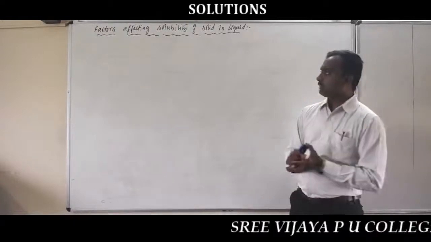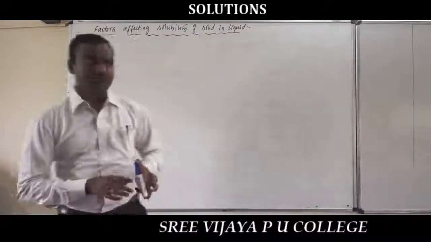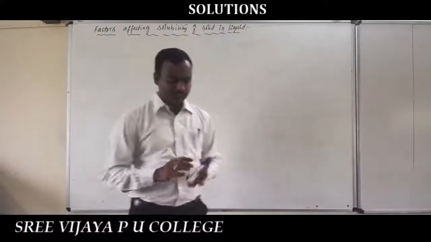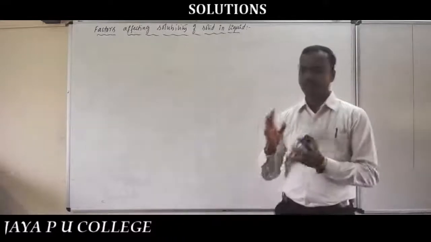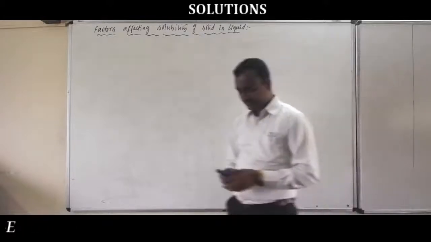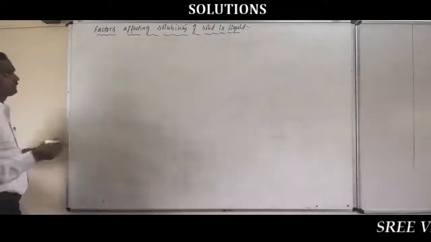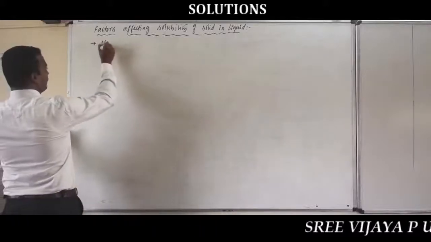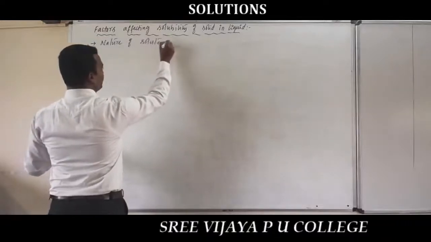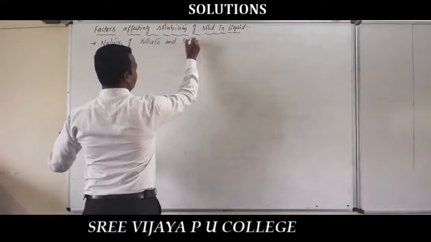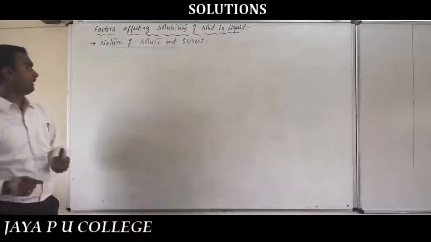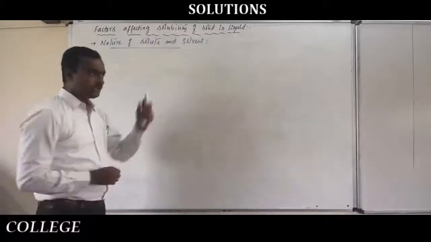One more important topic under solubility is the factors affecting the solubility of a solid in a liquid. We discussed some factors already: nature of solute and solvent, temperature, and pressure. We will discuss them one by one. The first factor that affects the solubility of a solid in a liquid is the nature of solute and solvent. Let me explain.